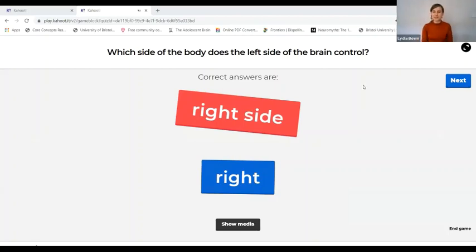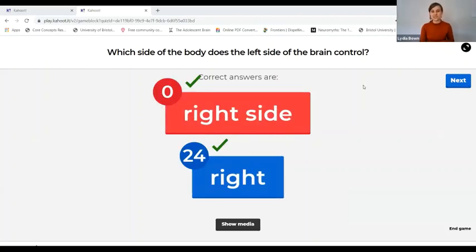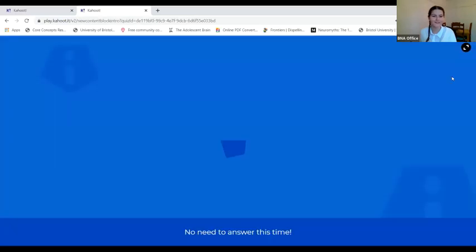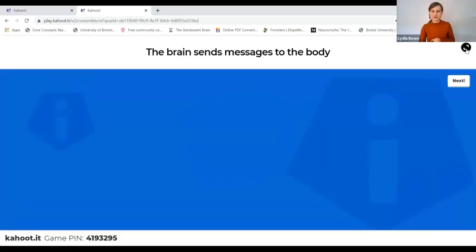Great. So it was the right side of the body. So well done. Oh, so 24 of you got that right. So well done to those who got that right. So if we go on to the next slide, we'll have the leaderboard. Oh, so we've got some change. Hide kids are moving up, and we've got the Girton gang as well moving up. And Brain Nerd is at the top. Great. So let's see if Brain Nerd can stay at the top. We've got 6 players here, answer streak of 3. That's brilliant. So you guys must be doing really well. Really well done for your answers, guys.